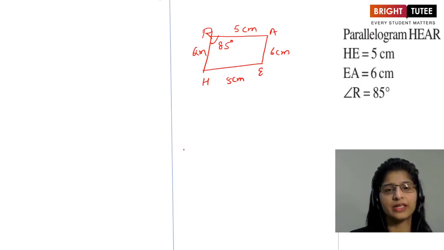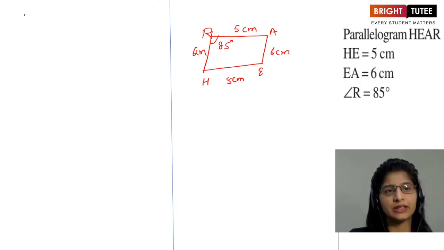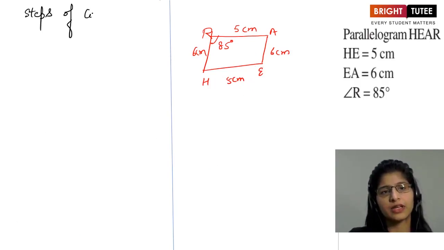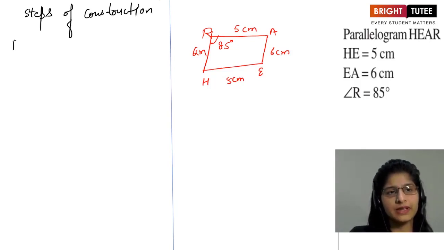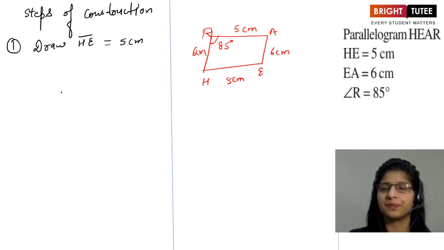So what we will do here is, first of all, this is the rough sketch. Here the steps of construction would be written. Steps of construction. So the first step is, we will draw HE, right? Or we can just draw HR, because we know the measurement of angle R. So let us draw any line segment. Draw HE and the measurement is 5 centimeter.